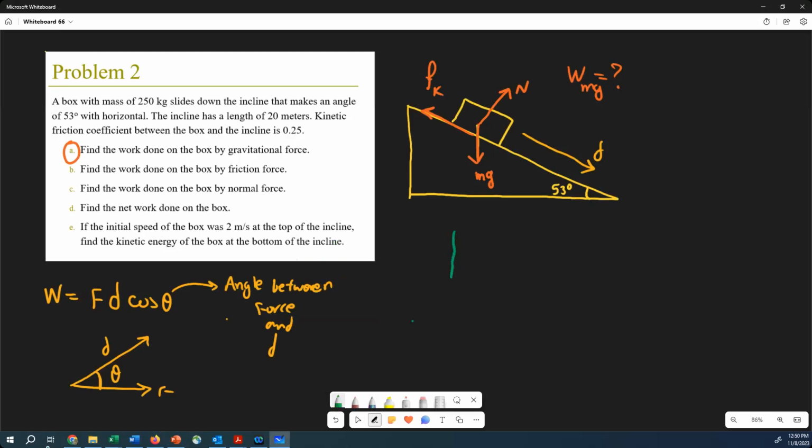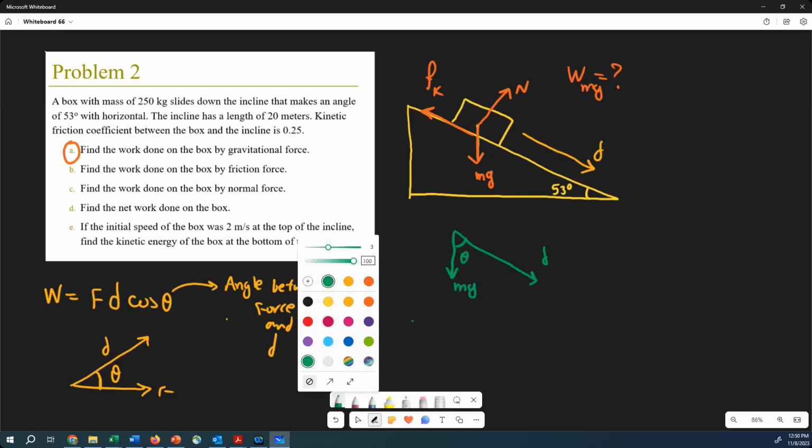Let's say this is mg, and this is the d direction. This is going to be our theta that we were looking for. So what kind of information do we have?